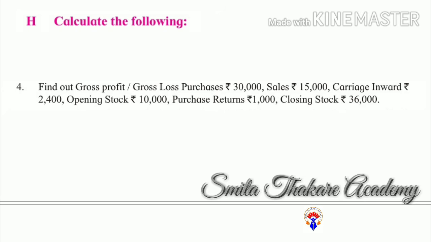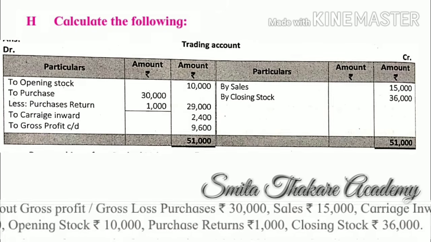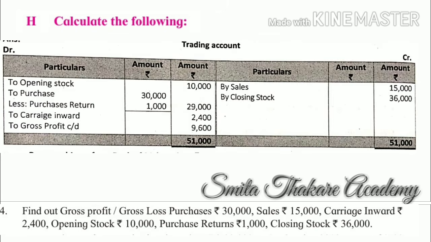Next one, find out gross profit or a gross loss when the purchases is given as 30,000, sale 15,000, carriage inward 2,400, opening stock 10,000, purchase return 1,000 and closing stock 36,000. Answer, trading account. आपको trading account बनाना है in a T form, that is a ledger form. Left hand side is a debit side and right hand side is credit side. Particulars, inner outer amount column on both the side.